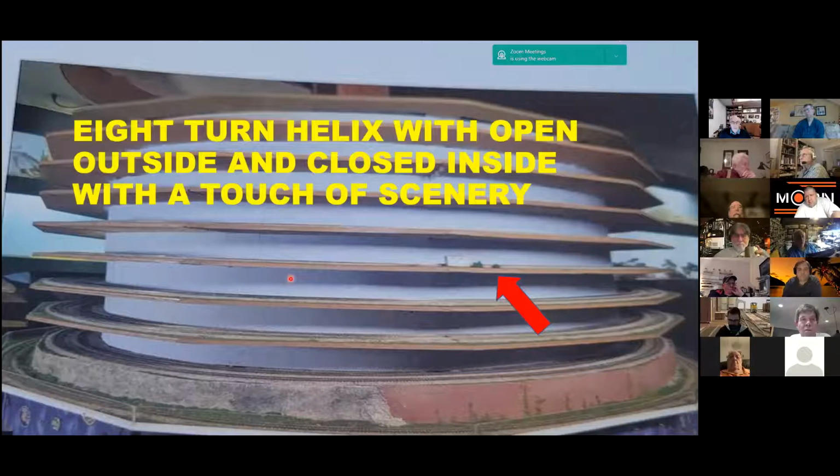Here's a wonderful 8-turn helix with an open outside, but a closed inside. So you could climb up inside this, but you couldn't get to anything. So you'd have to do it all from the outside. And you'll notice the red arrow is pointing to the highly scenic level for, I don't know what this guy is thinking. He's either or he's just being clever. It's a wonderful thing.